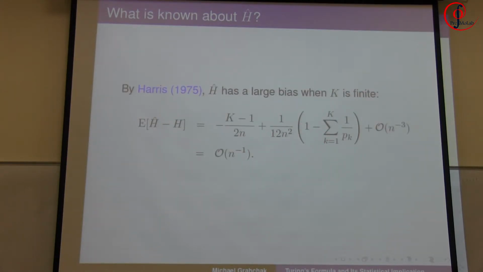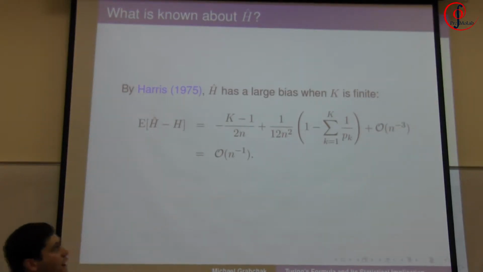Then Harris in 1975 derived the bias. I guess the bias had been derived previously in the 50s, but using certain Taylor expansions that didn't really converge, so they already had some idea of how the bias behaved. But Harris, 1975, as far as I know, is the first to rigorously derive the bias of the plug-in estimator. And k, of course, is the number of categories, so this is only when k is finite. In that case, the bias decays like 1 over n.